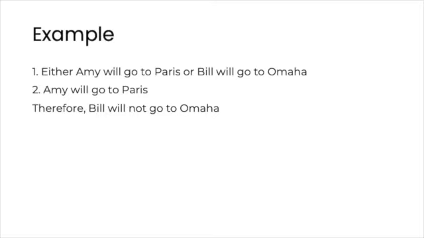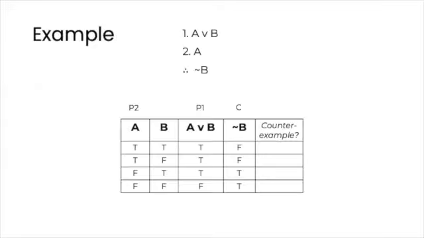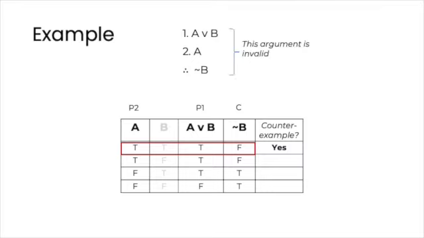Is this argument valid? Well, first, let's symbolize. And this is what we get. A or B, A, therefore not B. Now let's check with the truth table. We can see that the first row is a counterexample, since both premises are true, while the conclusion, which is not B, is false. So this argument is invalid.